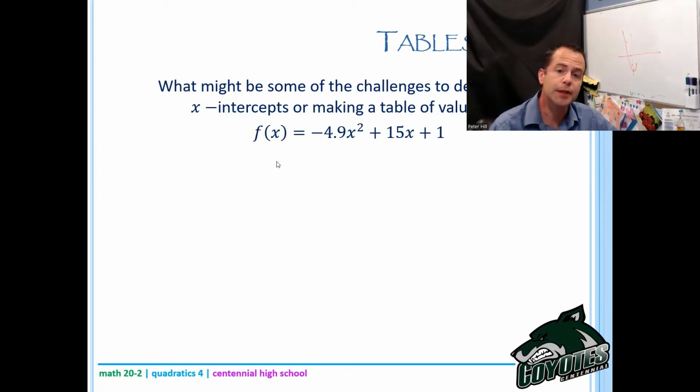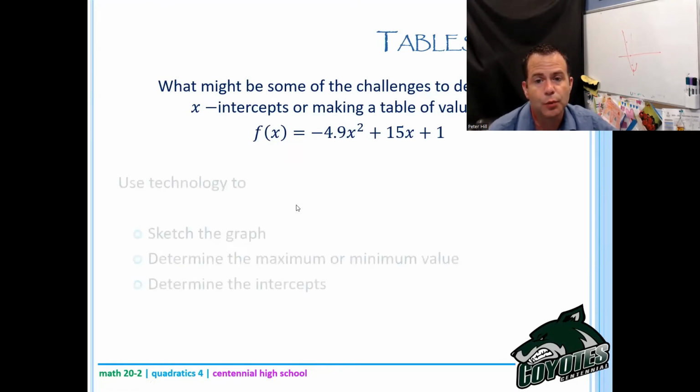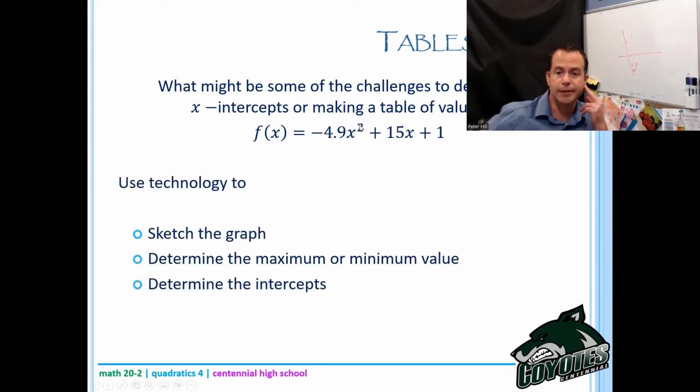So what I want to do with this one is walk you through how to find these things using technology, okay? So what I'd like you to do is put this in your graphing calculator, and I'm going to do this one with you on a Casio. We're going to use technology to sketch the graph, determine the max or min, and determine the x-intercepts, okay? So if you have a TI, you can still follow along. I'll help you as we go. And then I'm going to show the Casio. So just give me 1 sec to switch to my graphing calculator.